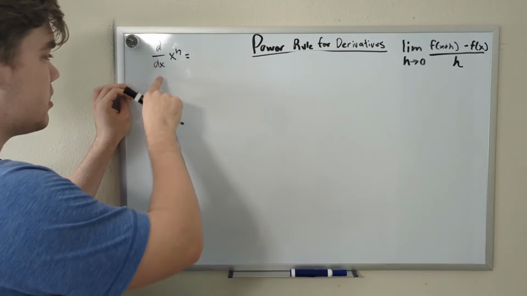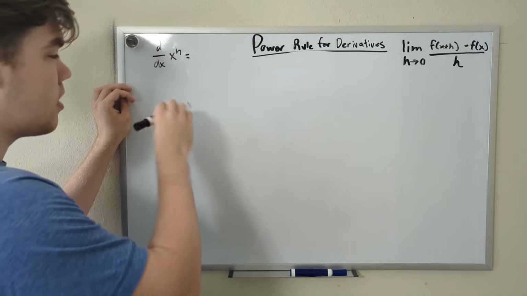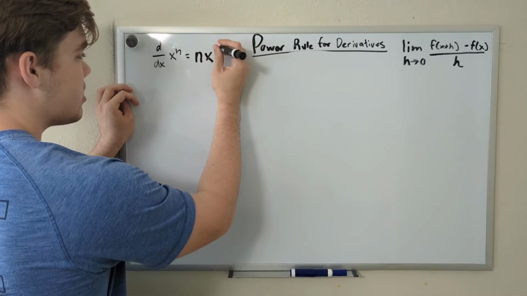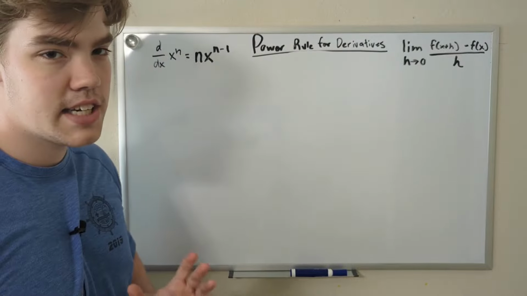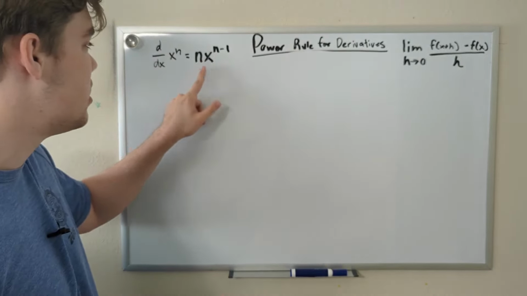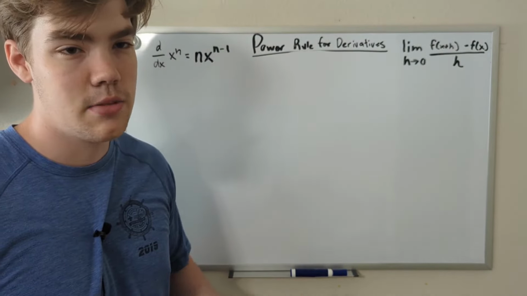The power rule states that if we're trying to find the derivative of any function x raised to the n power, so whatever power you have, this is equal to n times x to the n minus 1 power. So what's actually happening is we pull down whatever our original exponent was to the front, and then we subtract 1 from the exponent to find the derivative. And let's do some examples to make this a little bit easier to understand.